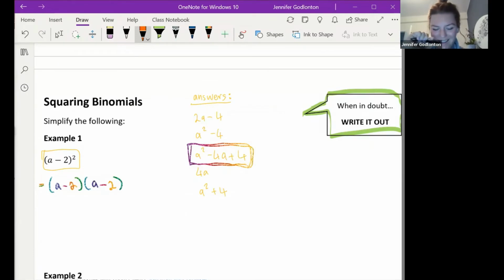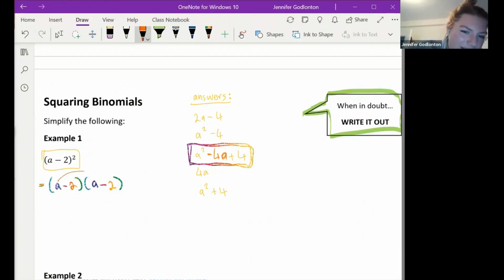Ma'am, isn't it going to be a squared plus 4 since you FOIL it? Yes, with those two answers. So I'm definitely going to get the plus 4, but you're not going to get that minus 4a. With the FOIL, you'll get the minus 4a. You'll see now, I promise. I'll show you through.